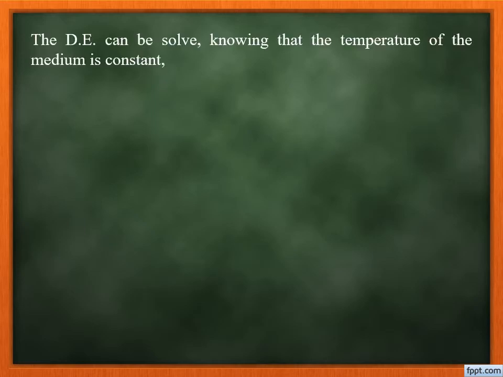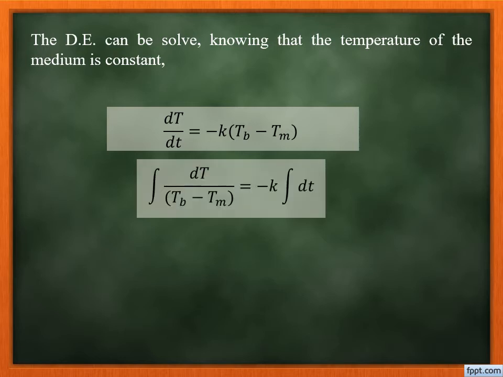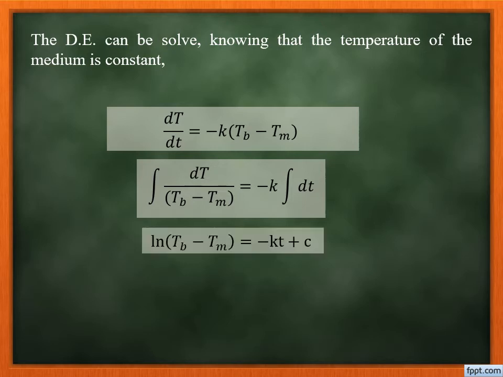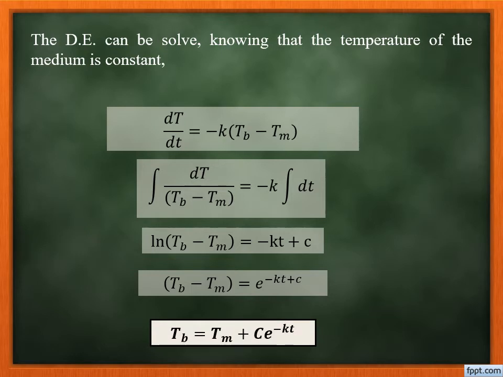So the differential equation can be solved by knowing that the temperature of the medium is constant. So this is our mathematical model. To solve the differential equation of this model, we just need to use variable separable, and that will give us this equation. Solving and simplifying, we get that the temperature of the body is equal to the temperature of the medium plus C e raised to negative kT.